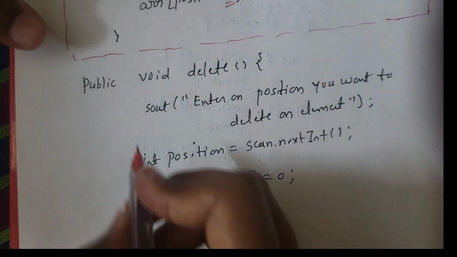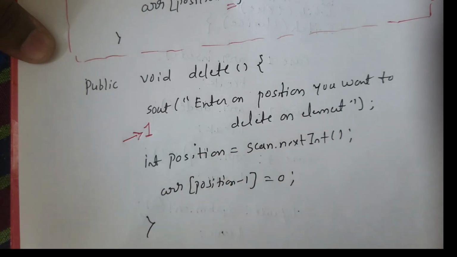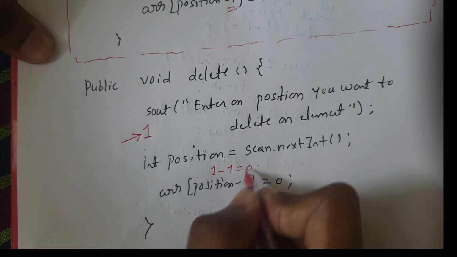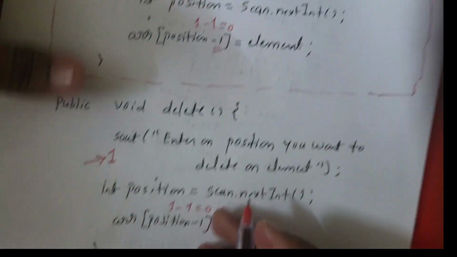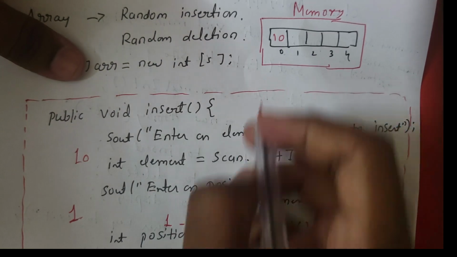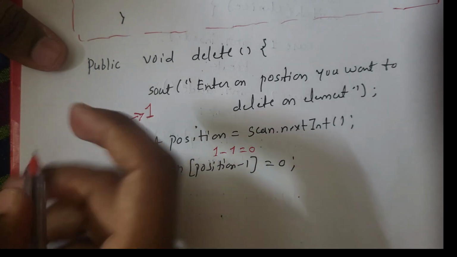Suppose the user has entered position 1, meaning whatever element is in position 1 should get deleted. 1 minus 1 means the first position, the 0th position. User entered position 1, so in the 0th position the element should get deleted, so we do minus 1. So array of 0 equal to 0, this 10 would get deleted, becoming 0, right? This is the deletion logic.